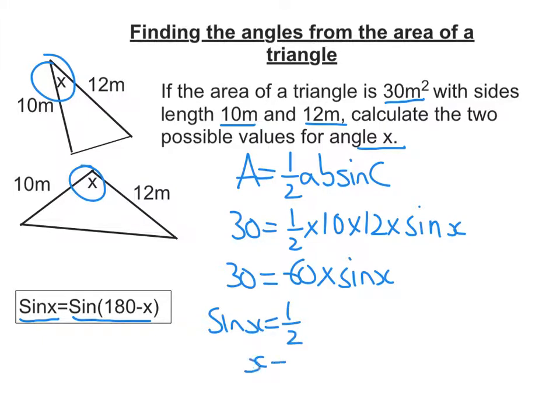So to find out what x is, I need to do inverse sine of a half, put that into my calculator, and you can get 30. So that's my first one, that's probably this one up here. Now to find the other one, I do 180 minus that angle, and 180 minus 30 is 150. So they are my two answers.